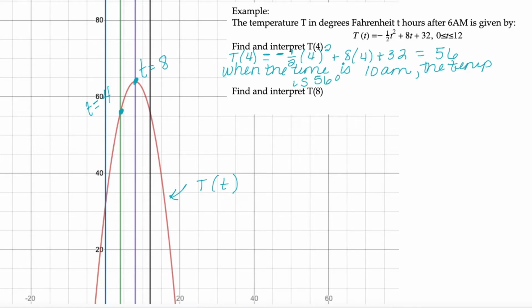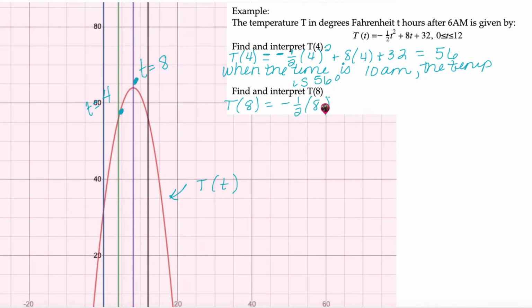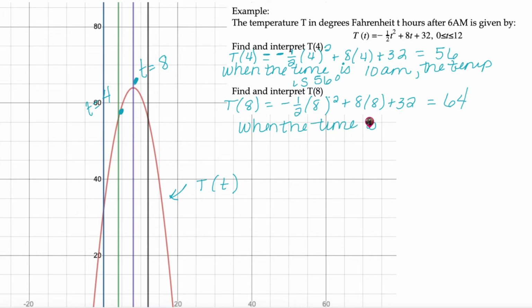Similarly, let's evaluate when time is 8 hours after 6 a.m., so T of 8: negative 1/2 times 8 squared plus 8 times 8 plus 32 gives us 64. This time, when the time is now 2 p.m., which is 8 hours after 6 a.m., the temp is 64 degrees.